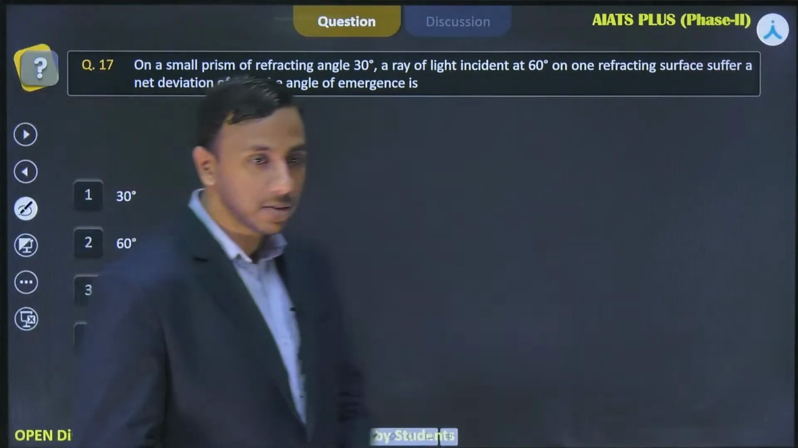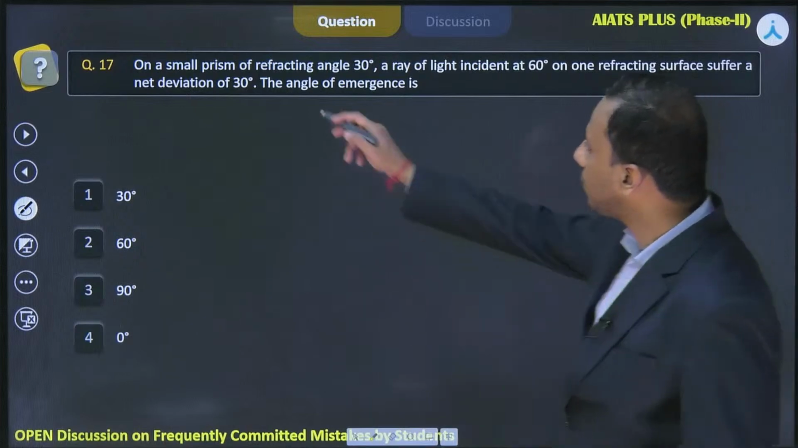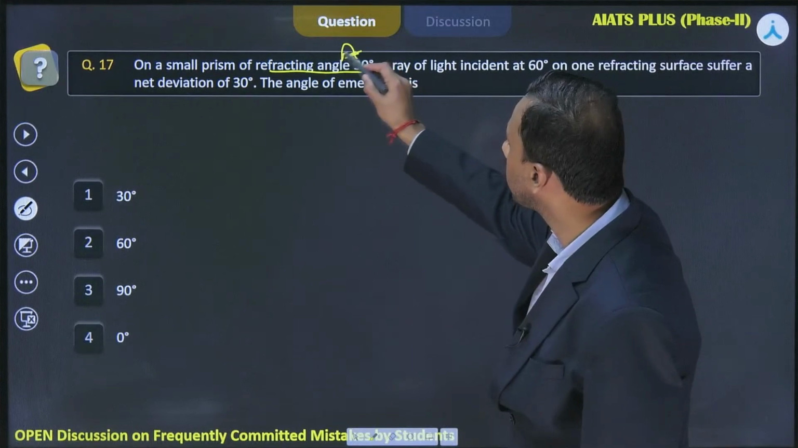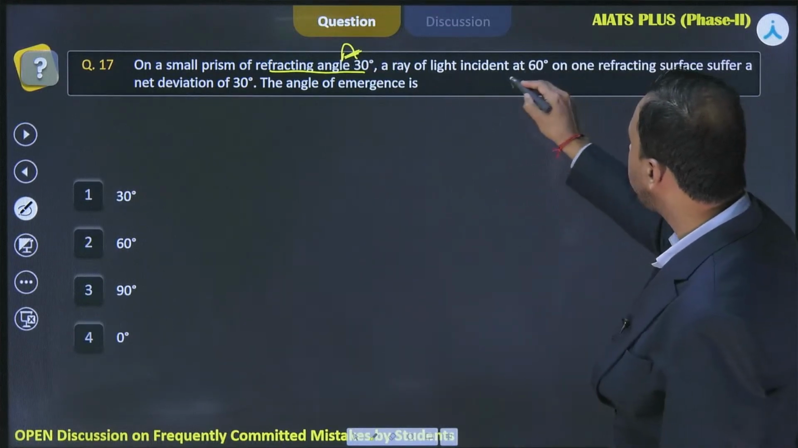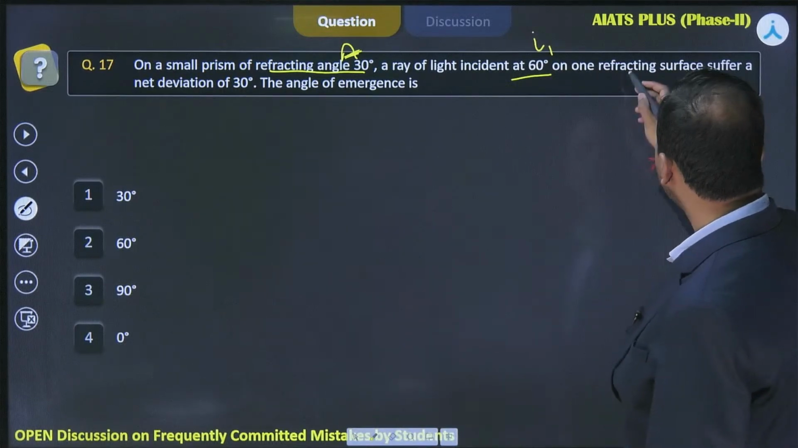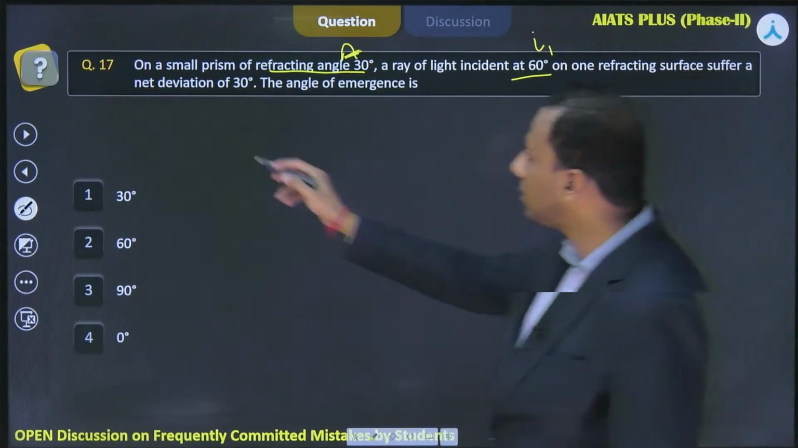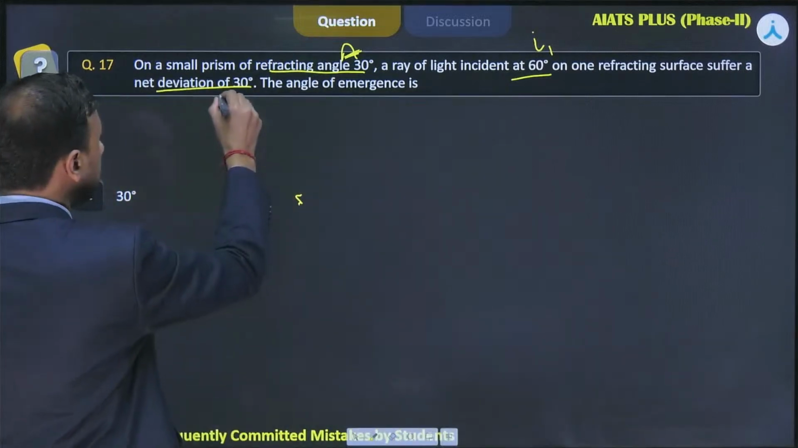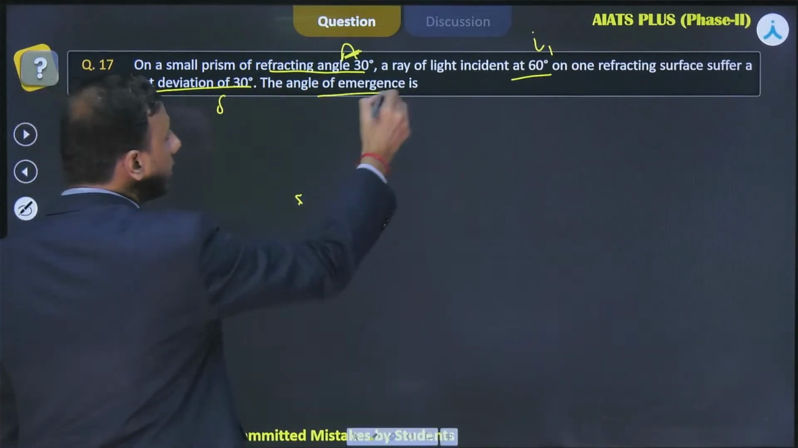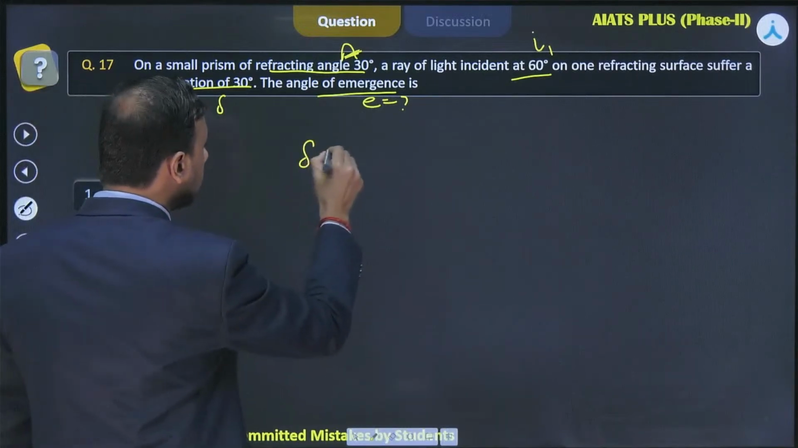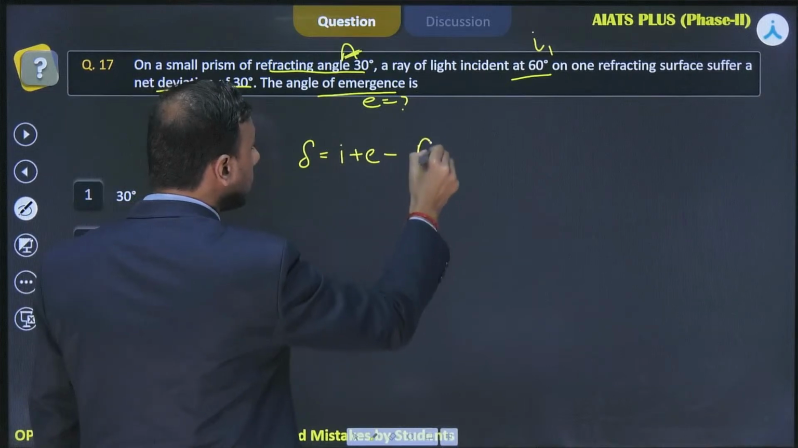All right, very well. See this question. They have said refracting angle 30 degree, which means this is your A, right? And then ray of light incident at 60 degree, which means this is your I or I1, we can say, on one refracting surface, suffers a net deviation of 30 degree, and this becomes your delta, right? And angle of emergence, E they are asking, right? So what is the formula we will use? That same formula, which is delta is equal to I plus E minus A.